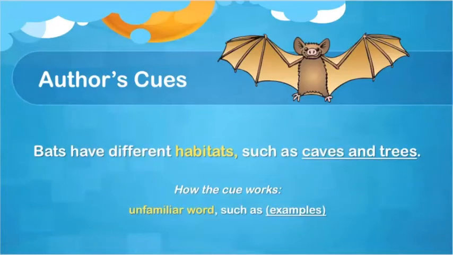In this last example, the author doesn't directly tell us what the unfamiliar word, habitats, means, but gives us an example of what habitats could be. The sentence says, "Bats have different habitats, such as caves and trees." The author stated the unfamiliar word, habitats, followed it by a comma, the words such as, which tells me that the following words are going to be examples. I know that caves and trees are places where bats live, so the word habitats probably means the places where an animal like bats live.